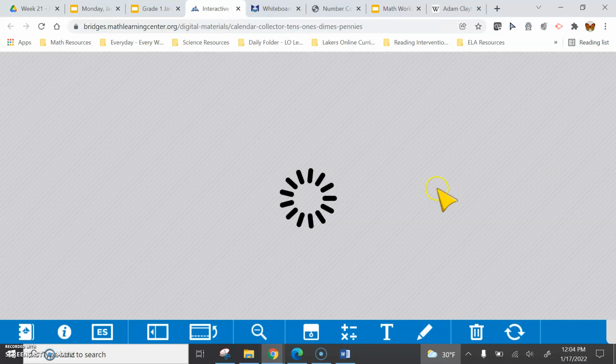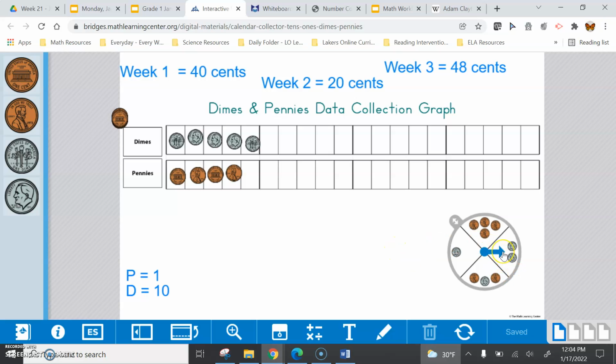What we're going to do now is spin our spinner and find out what coins we're adding to our collection. Remember, we've said dimes are 10 and pennies are worth 1 cent. So let's see what we'll spin and we'll add all of our coins for the week. 2 more dimes, yes! Okay, 1, 2. Oh my goodness. Now we get to count all of our money for the week and we'll add it to our collection up here.